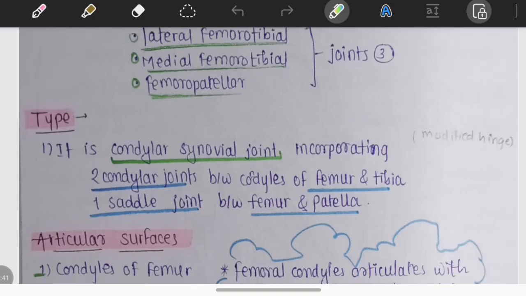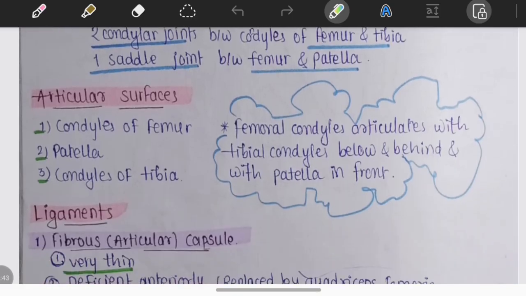Let's see the articular surfaces. The three articular surfaces are condyles of femur, patella and condyles of tibia. Here is one note point: the femoral condyles articulate with the tibial condyles below and behind, and the patella in the front. You can imagine the knee in your mind: femur attaches to tibia, lateral and medial, and in front the patella is attached to femur.